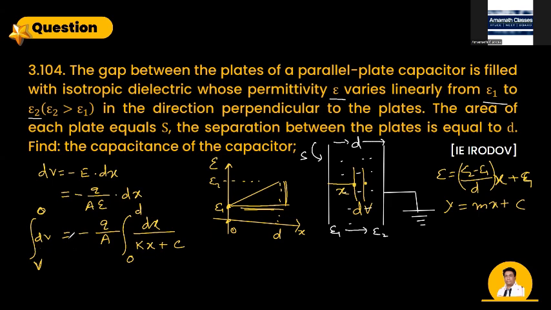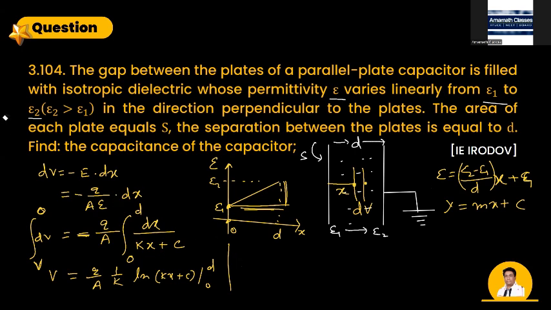So it is 0 minus V. With that minus, I can write directly V only. On the left side there is minus V, and on the right also there is a minus, so that minus gets cancelled. Q by A. As you know, this integration is nothing but 1 by k, ln of kx plus c, with limits from 0 to d. It is simply like that. That k is nothing but epsilon 2 minus epsilon 1 by d.